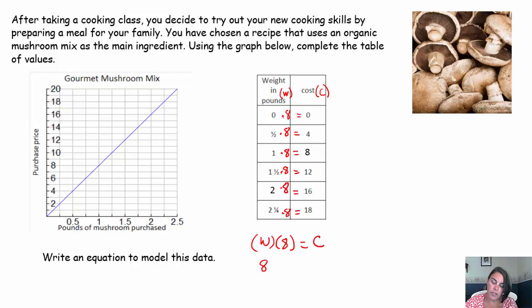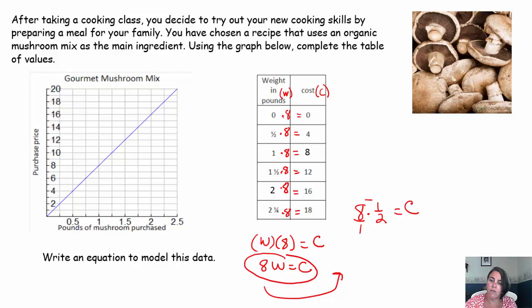We've discussed we normally write the 8 first. 8 times W equals your cost. Again, 8 is your unit rate or your constant of proportionality. So there's the equation. And we can just check that it actually works. Let's just put 1/2 in place of weight and hope that we come out with 4. So 8 times 1/2 should give us our cost. 8 is the same as 8 over 1, straight across the top, straight across the bottom. That's 8 over 2 is your cost. 8 divided by 2, $4 is your cost for a 1/2 pound of mushrooms. So that totally works.